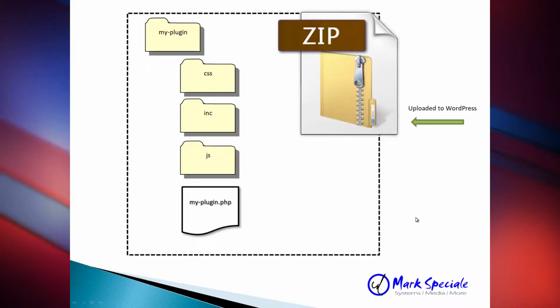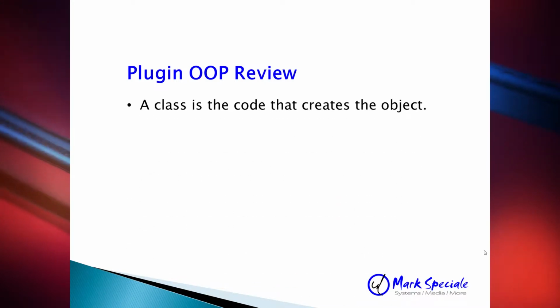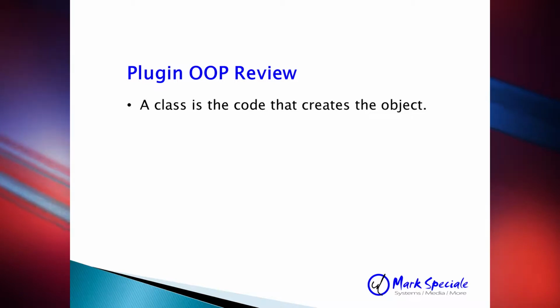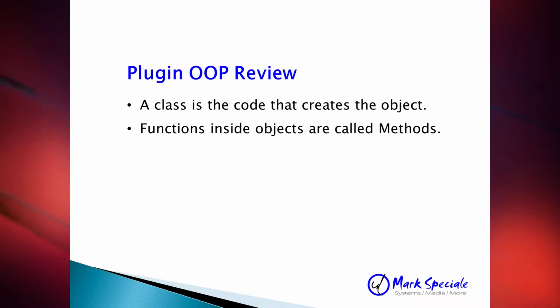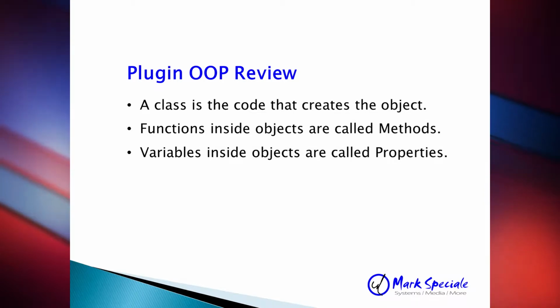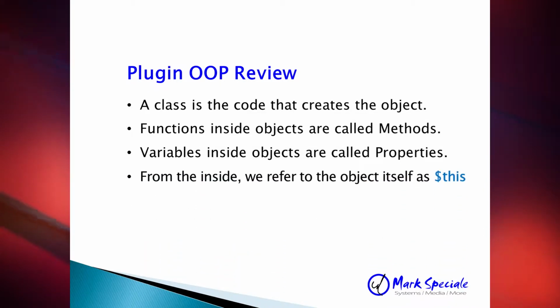Now, you probably already know this, but not all coders use objects. So just to be on the same page here, a class is the code that creates the object. A lot of people confuse those two. Functions inside objects are called methods. Variables inside objects are called properties. And from inside the object itself, we refer to the object as this.